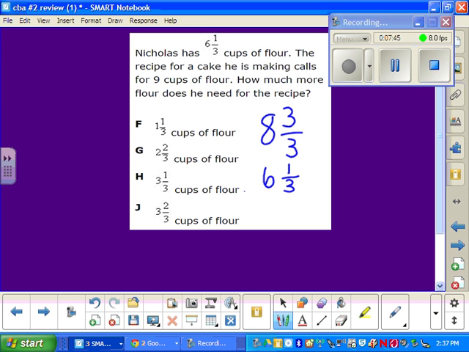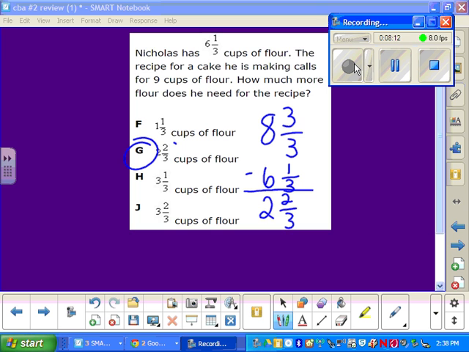which gives me the answer of 2 2/3 cups of flour. And the reason I did 3 over 3 instead of just 9 is because I wanted to make sure I have the fraction form that I can easily subtract from. But 8 and 3 over 3 is equal to 9. And that answer is G.